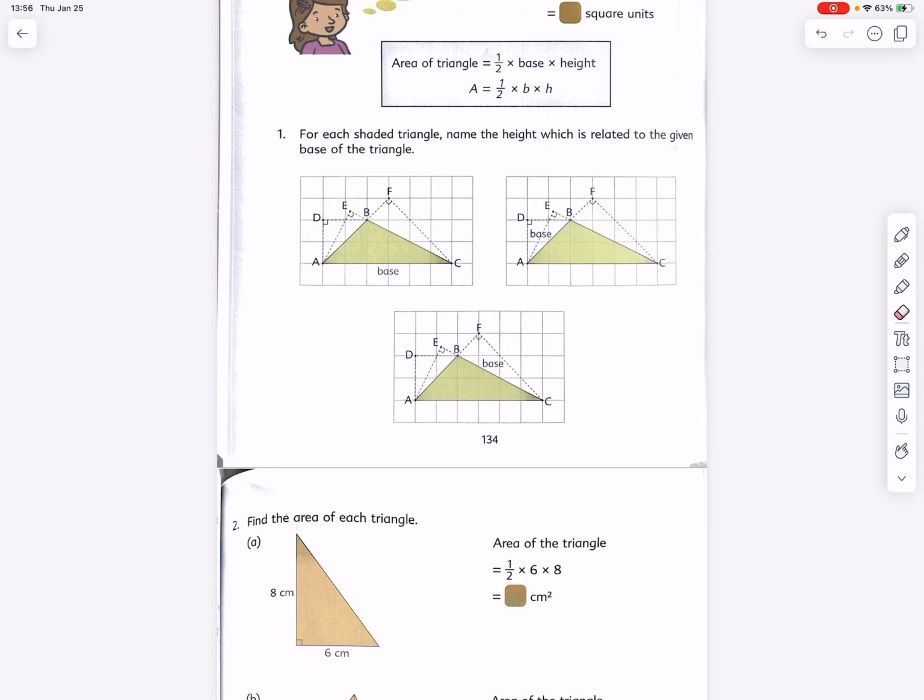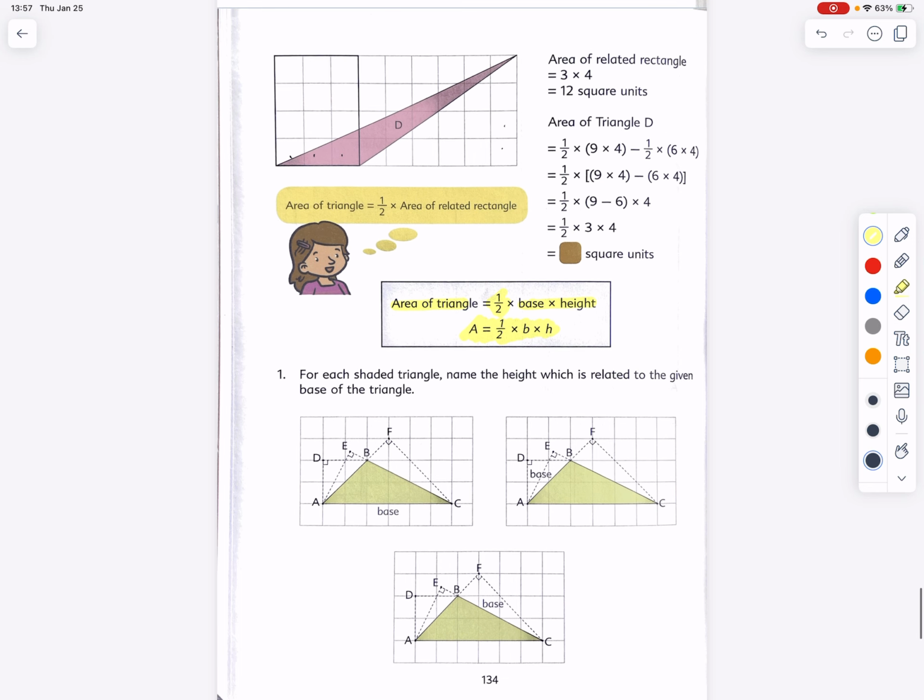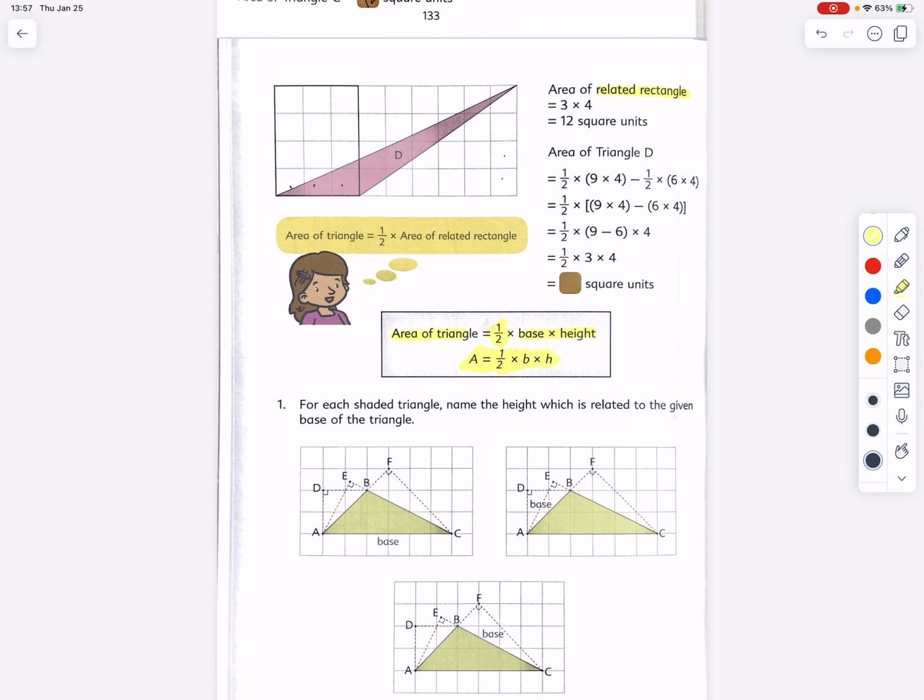Hello, hello. We continue on the topic of area of triangles, and we derived the formula in the previous video that area of a triangle is a half of base times height. In other words, 1/2 times b for base times h for height. It comes from the related rectangle.